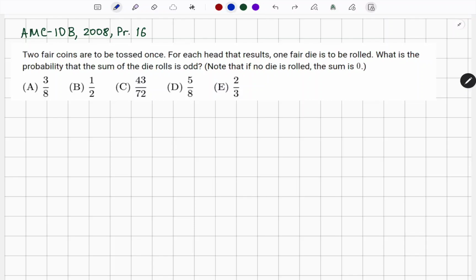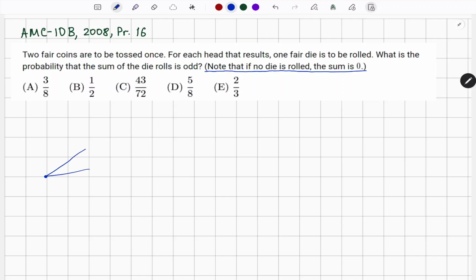So the next problem, it's AMC-10B 2008, problem 16. Two fair coins are to be tossed once. For each head that results, one fair die is to be rolled. What is the probability that the sum of the die rolls is odd? Note that if no die is rolled, the sum is 0. Okay, I feel it's a tree diagram again.